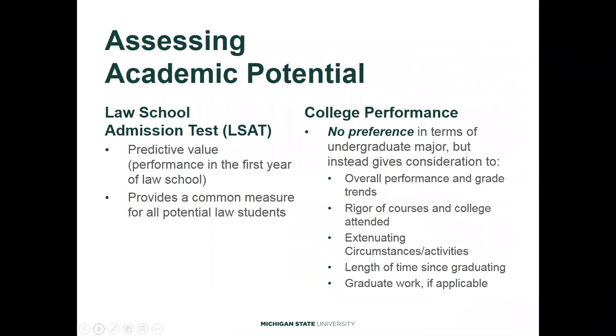Most schools, and especially here at MSU, have no preference in terms of undergraduate major. But overall, your consideration is going to come down to your grade trends and overall performance in undergraduate studies, the rigor of the courses and the college attended, and that will also vary based on the school you're applying to, on how much the undergraduate institution you attended will impact a decision. Any extenuating circumstances or any activities that may have had an impact on college performance are also considered as part of that holistic review.